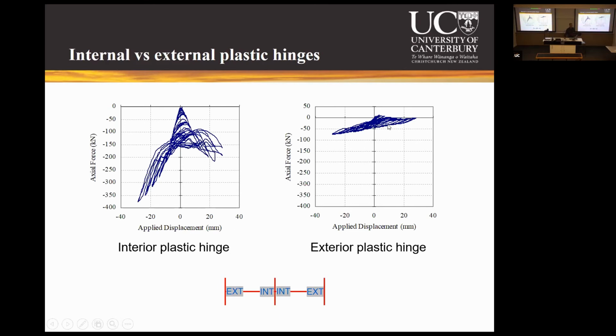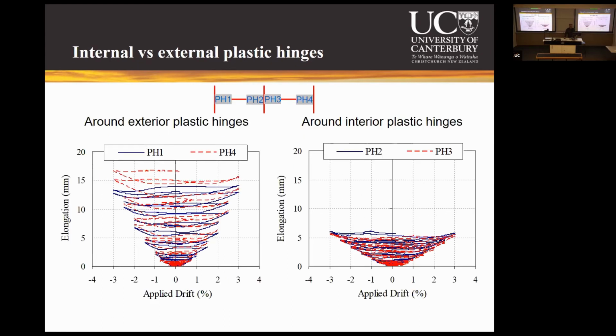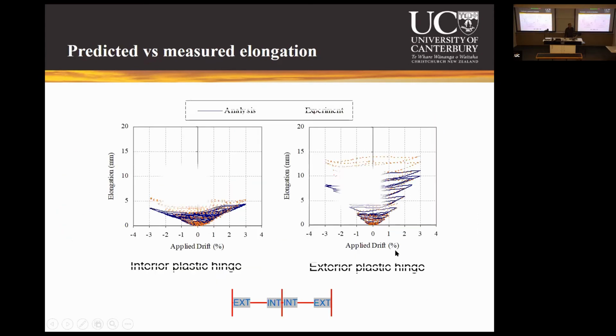In the external plastic hinges, the axial force developed was much smaller, so that indicates the relative values of plastic elongation. Here you can see the experimentally measured elongation in plastic hinges 1 and 4, the external plastic hinges, and plastic hinges 2 and 3, the internal plastic hinges, with analysis and experimental verification. The difference between the two is captured by the analysis, but in terms of the value, the analysis was slightly under-predicting the overall deformation.